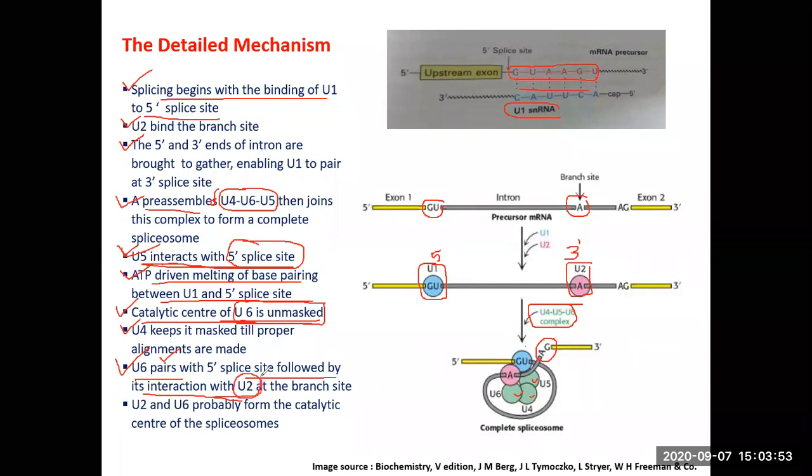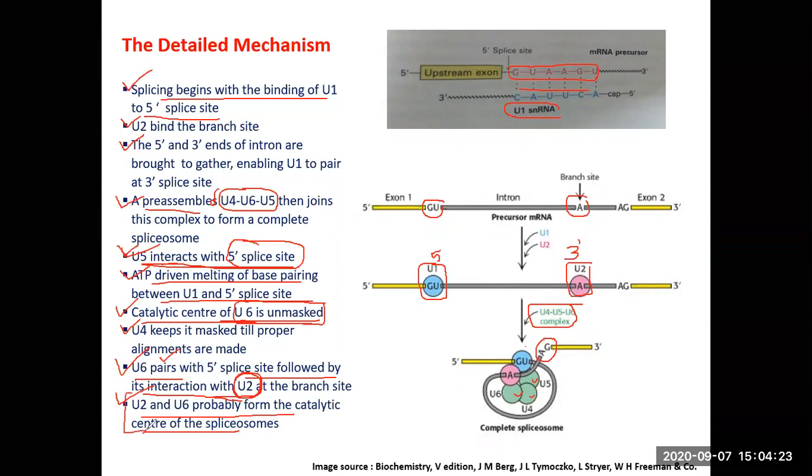And I told you that U2 is also a part of the catalytic center. So now U6 and U5, U6 and U2, are properly aligned. The catalytic center is exposed. It is no longer masked. It is aligned with U2 also, which is also a part of the catalytic activity. U2 is located at the branch site. Now U2 and U6 probably bring about the catalysis.